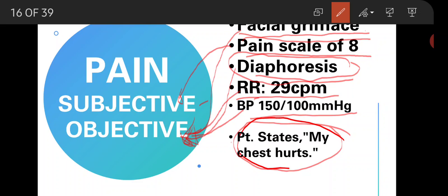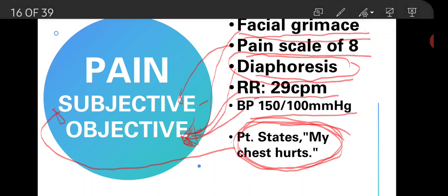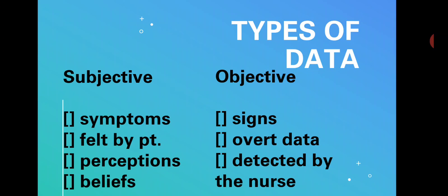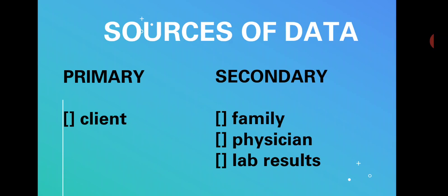Okay, what about the statement or the verbalization of your client? Okay, is it subjective or objective? Yes, it is subjective. Anything that is stated or verbalized by the client is subjective data. Okay? So these are the summary. We have the subjective and objective. So it is symptoms versus the signs and so on. Okay, let's go to the next slide.